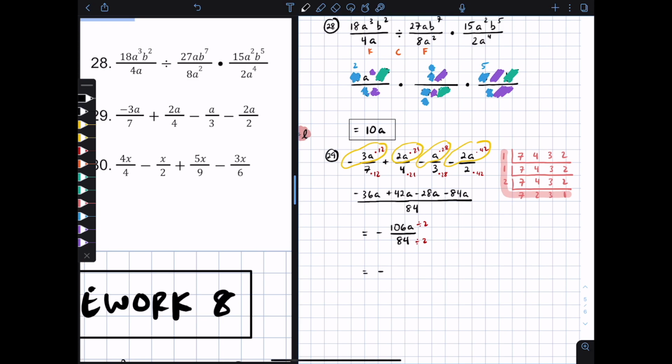So divide by 2, half of 106 is 53. That's a prime number. And half of 84 is 42. So while 42 has factors, 53 doesn't have any common factors with it. And so that would be our solution.